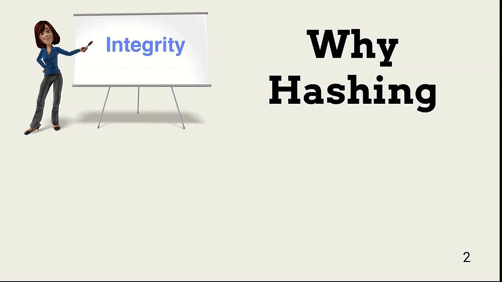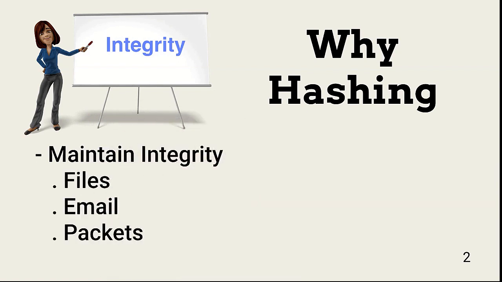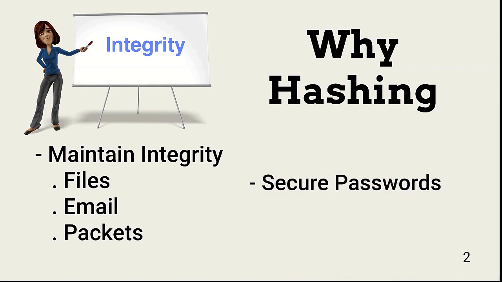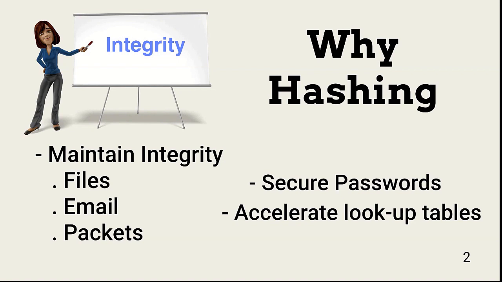Before looking at how hashing works, let's review why it's important. We use hashing to ensure the integrity of information. When data has integrity, no unauthorized changes have been made in storage or in transit. We also use hashing to make stored passwords unreadable. Hashes can also be used to speed up lookups. Instead of searching for long strings of data, a search algorithm can use much shorter hash values. Let's look at how all of this works.